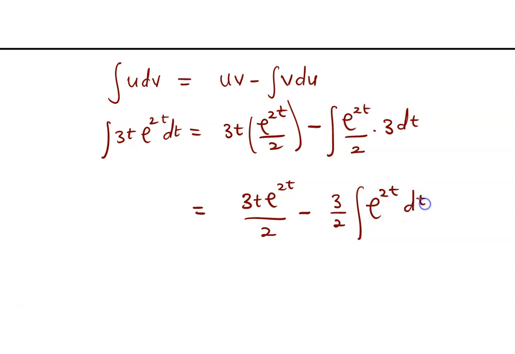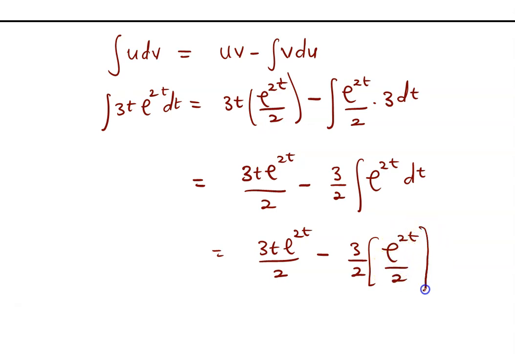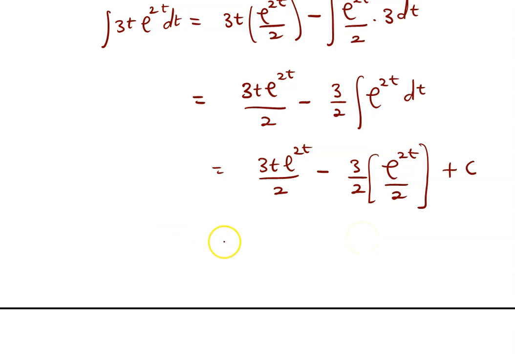Very good. So at this point, what do we have here? Let me repeat this one: 3t e^2t on 2 minus, if I integrate this, I'm going to get e^2t divided by 2. So 3 on 2 into brackets, e^2t divided by 2. Right. Then I'll get my plus c. Very good.